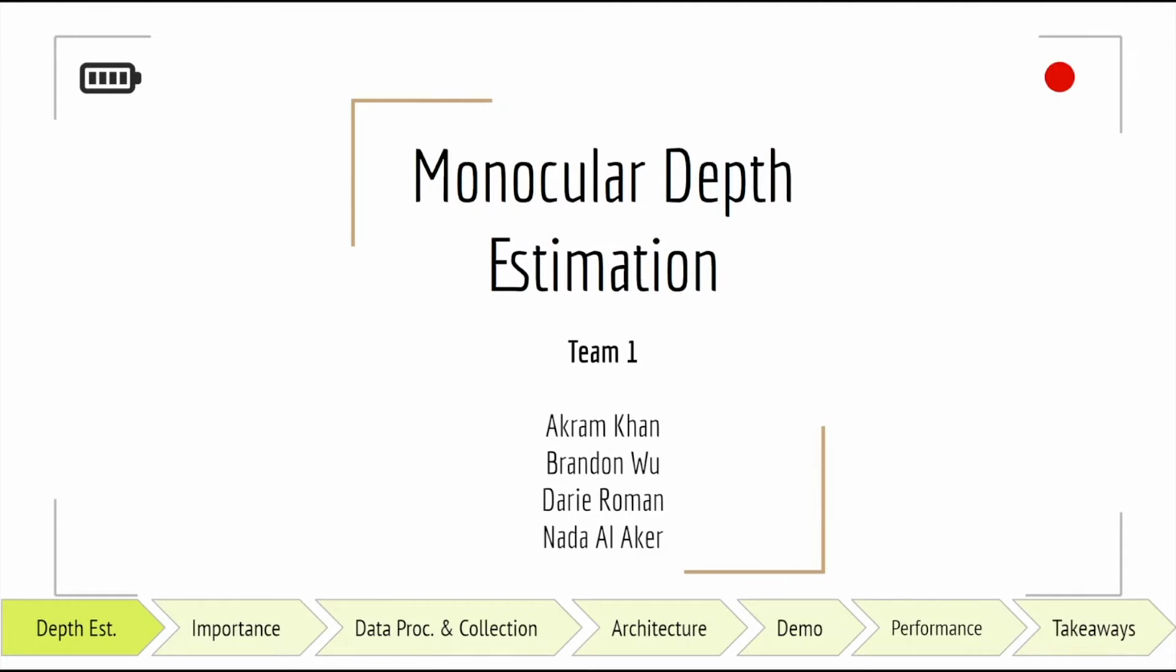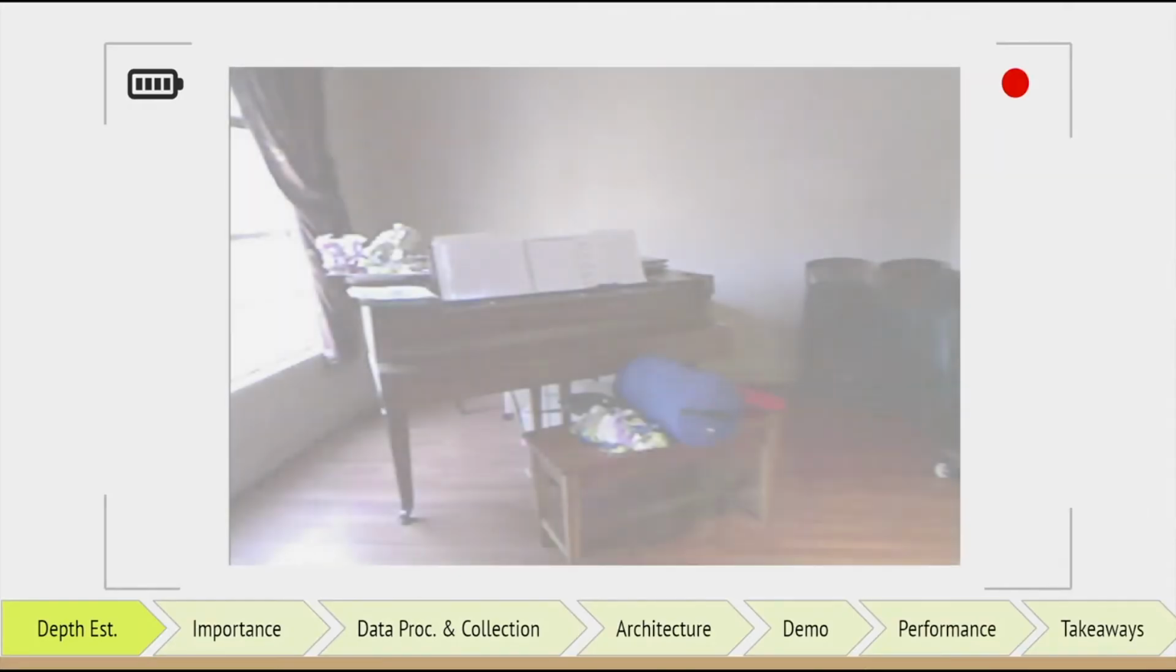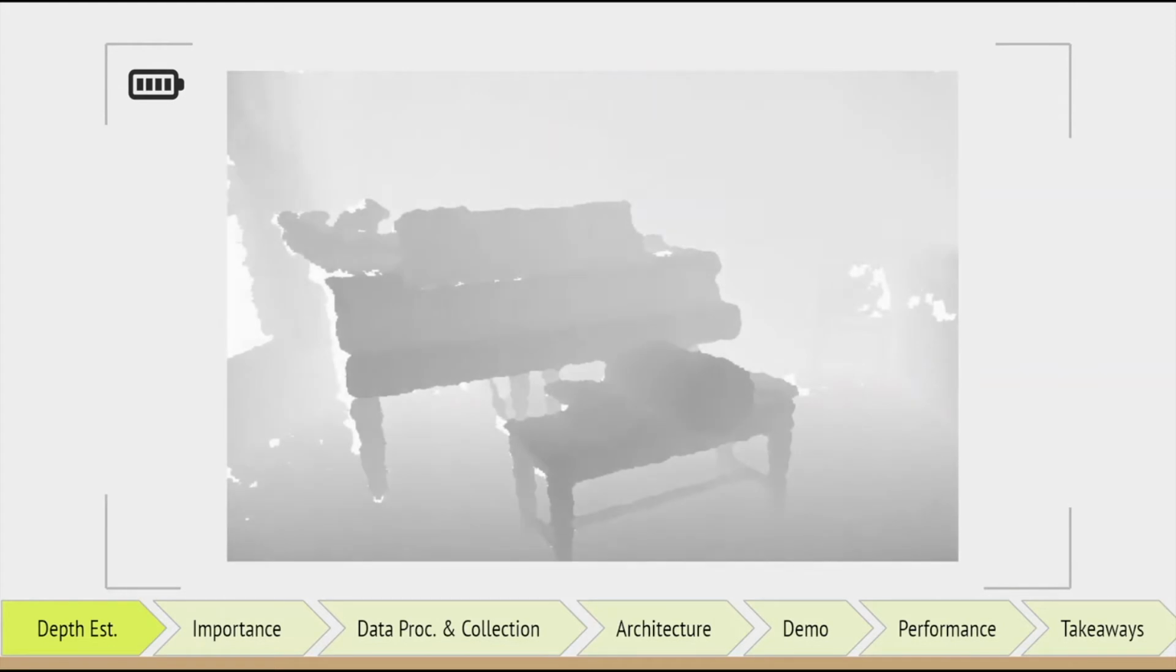Our topic is monocular depth estimation, which is the challenge of converting the image or video from a single color camera into a mapping of the depth at every point. Essentially, we want to convert this to this. It is a grayscale representation of a depth map, where darker pixels show areas that are closer to the camera. Different color schemes can also be used to display the same information.